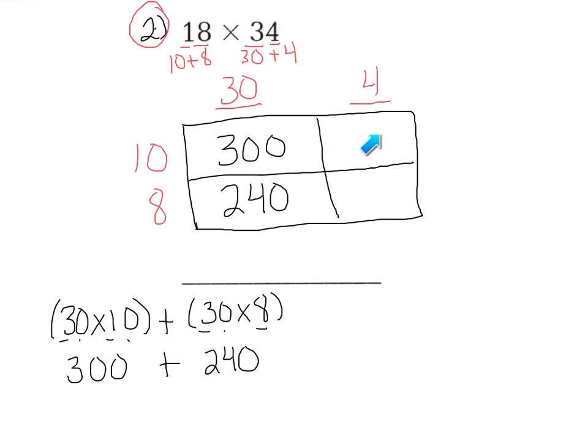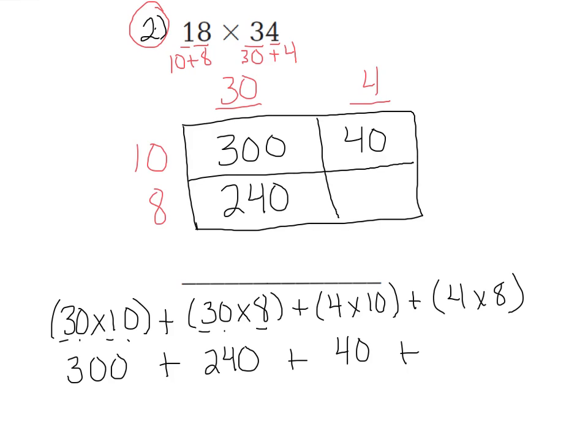Now let's find out what goes into this box. If I go up, I have a 4, times over is a 10. So I'm going to be multiplying 4 times 10. Well, 4 times 10 is 40. So that is my third partial product for the side of my box model. Now let's find out what goes in our last box, our last partial product. If we go up, that's a 4. If we go over, it's an 8. So we are going to be multiplying 4 times 8. And 4 times 8 is 32. So I'm going to put my 32 in my last box for my partial product.